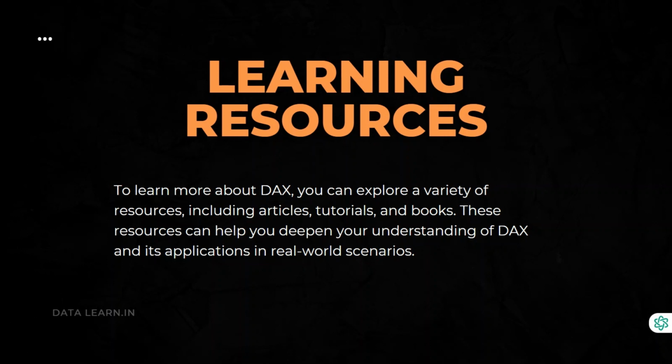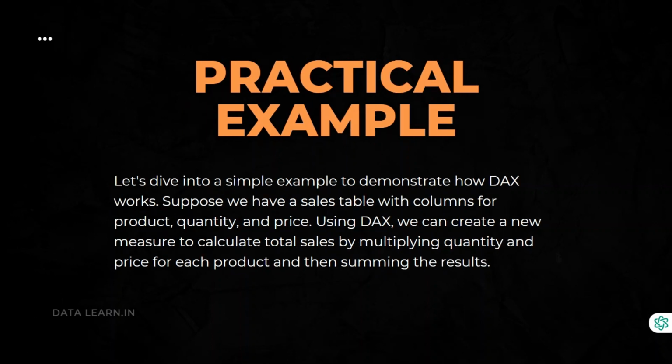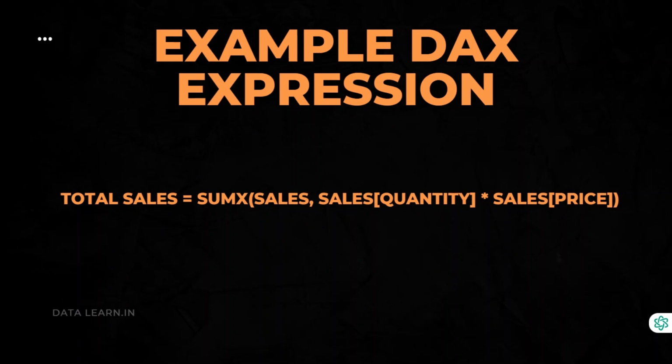Now, let's dive into a practical example to demonstrate how DAX works. Suppose we have a sales table with columns for product quantity and price. Using DAX, we can create a new measure to calculate total sales by multiplying quantity and price for each product and then summing the results. Here is the DAX expression for calculating total sales. Total Sales = SUMX(Sales, Sales[Quantity] * Sales[Price]).